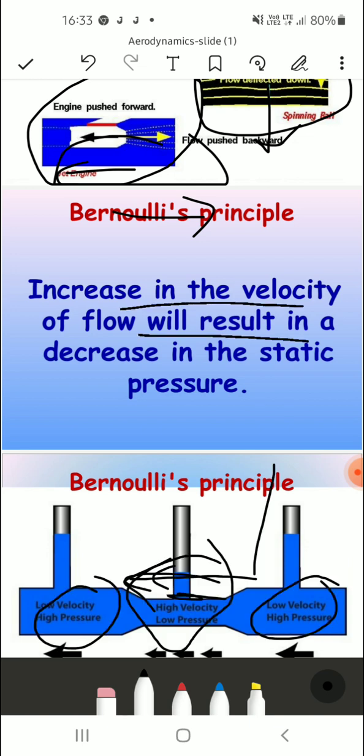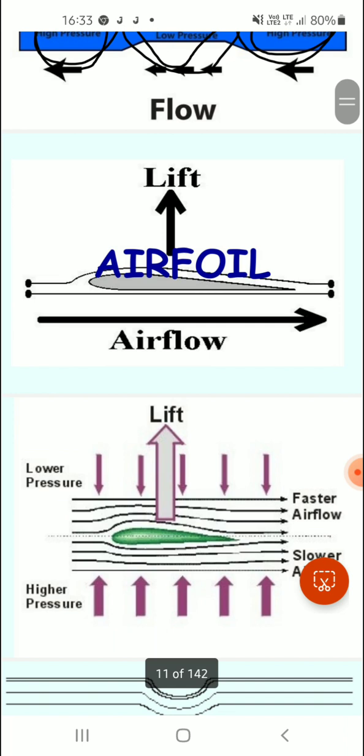What it says is that an increase in the velocity of flow will result in a decrease in static pressure. See, the low velocity will result in the high pressure. These two are equal, but in the middle the velocity remains much higher than the last two.